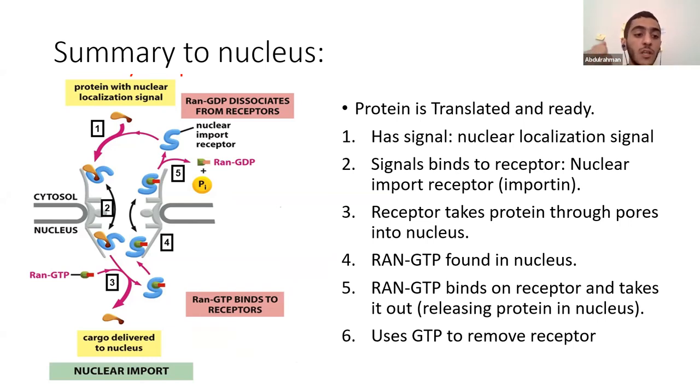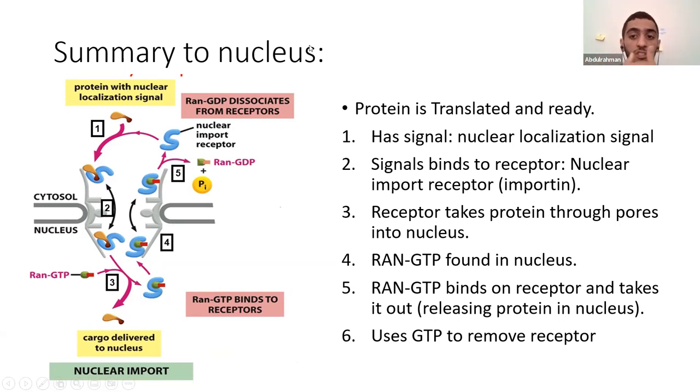In the nucleus, what happens is RAN GTP is going to bind on the receptor. RAN GTP here binds on the receptor that has the protein. Again, we said we use GTP for two things: to remove the receptor and to use the energy to put the protein in the organelle. So once RAN GTP is bound on the receptor, it's going to hydrolyze its GTP and get rid of the receptor right here. So see, RAN GTP hydrolyzed its GTP to GDP, got rid of the receptor and pushed the protein into the nucleus. Clear?